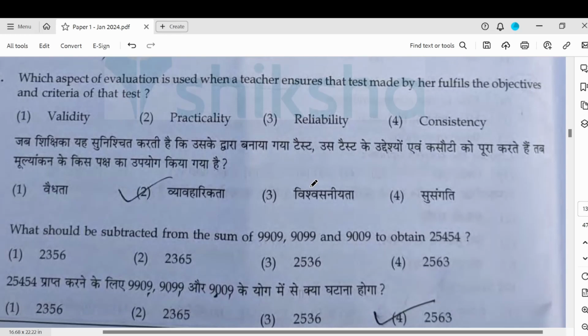What aspect of evaluation is used when a teacher ensures that the test made by her fulfills the objectives and criteria? So when a test is testing what you really want to test, that is called validity. It is not practicality, it is validity. A valid test will test as per the objectives set.